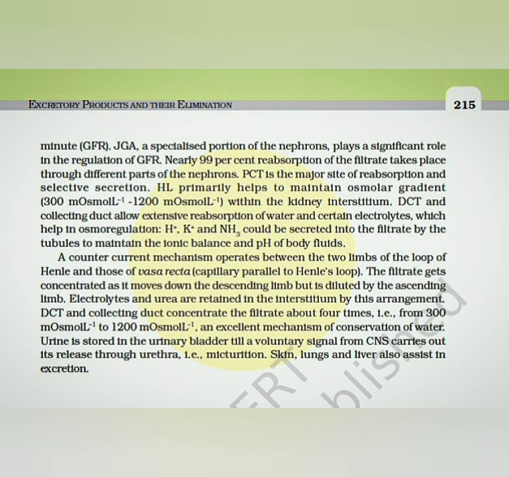A countercurrent mechanism operates between the two limbs of the loops of Henle and those of the vasa recta, capillaries parallel to Henle's loop. The filtrate gets concentrated as it moves down the descending limb but is diluted by the ascending limb. Electrolytes and urea are retained in the interstitium. By this arrangement, the loop and collecting duct concentrate the filtrate about 4 times, that is from 300 milliosmolar to 1200 milliosmolar, an excellent mechanism of conservation of water.